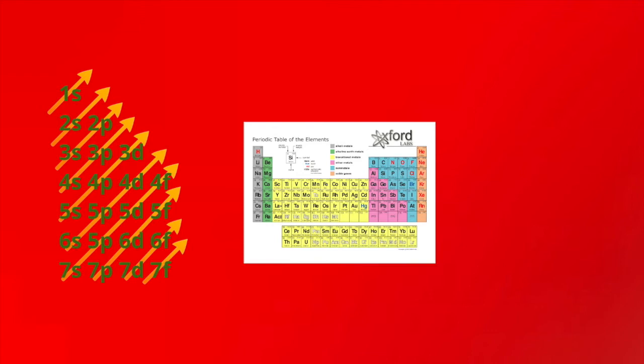Everything else is sometimes referred to as the kernel. What that means is that it's just the ones on the inside that don't take part in the chemical reactions.